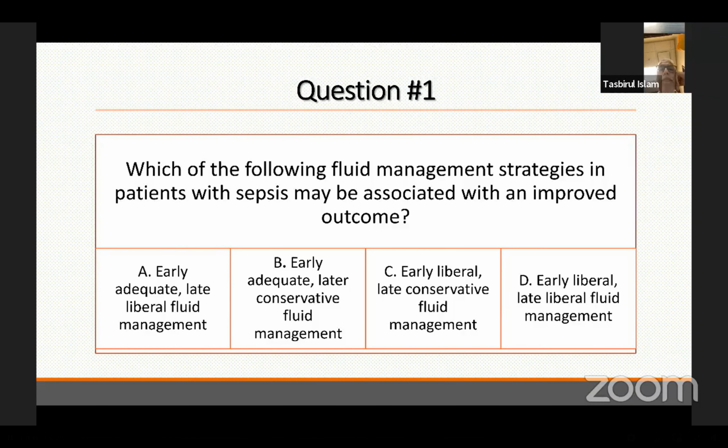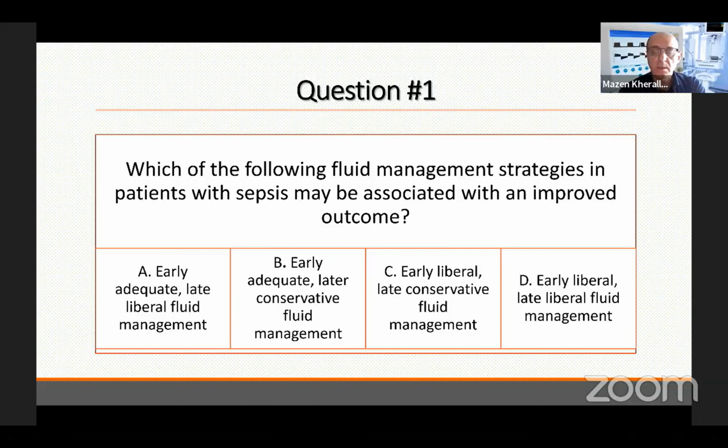The first question: which of the following fluid management strategies in patients with sepsis may be associated with an improved outcome? A, early adequate, late liberal fluid management. B, early adequate, late conservative fluid management. C, early liberal, late conservative fluid management. D, early liberal, late liberal fluid management.